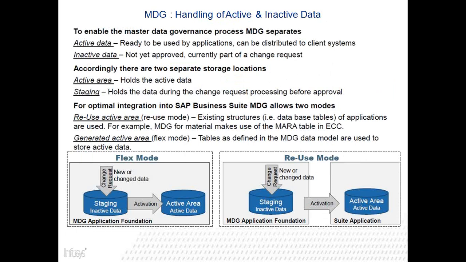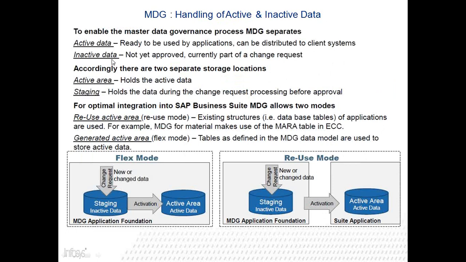Active data is, if I create a material or customer or any other master data, whenever I complete my approval process and activate that record in MDG, it gets replicated to the active area. After approval, the record gets activated, and that can be used in any transactions, for example when you are raising a sales order. If you want to pick up a material, then only if you have an active material can you use it in your transactional data.